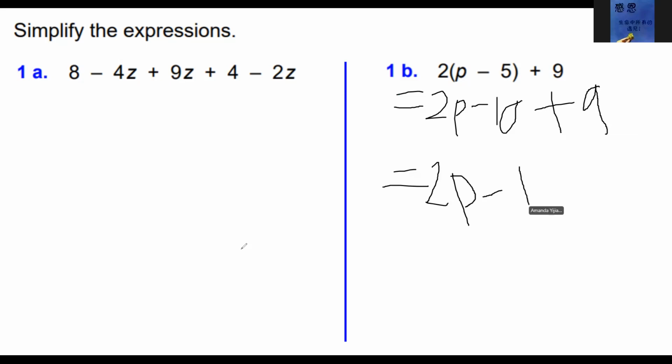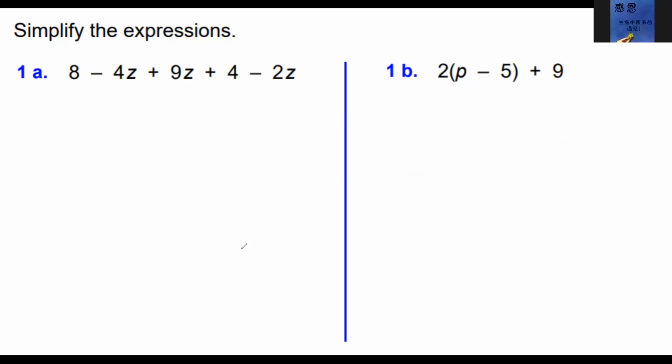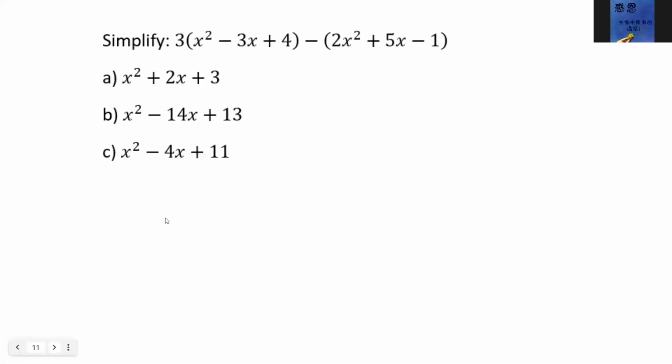Yes, very nice. Good. So whenever you have a question like this, you first open up your brackets using the distributive property, then you collect your like terms. Very good. Okay, why don't you guys try to do this question on a piece of paper, and then you'll let me know whether the answer is A, B, or C.